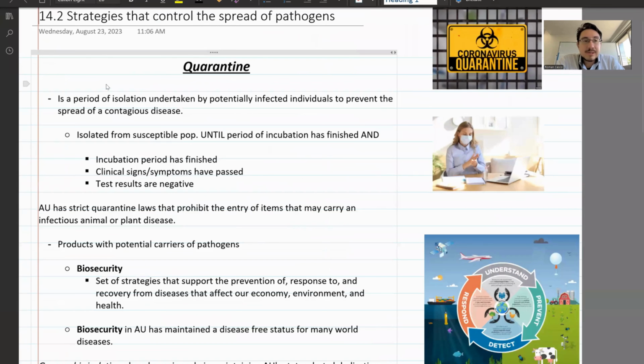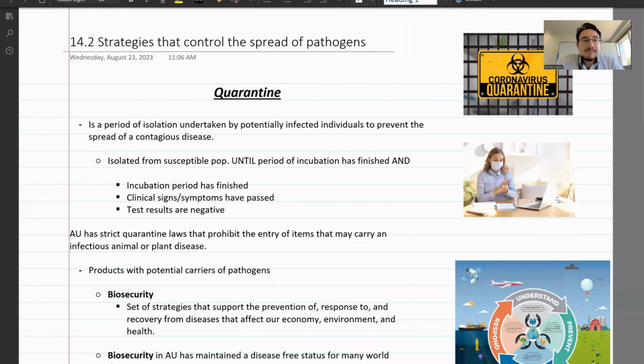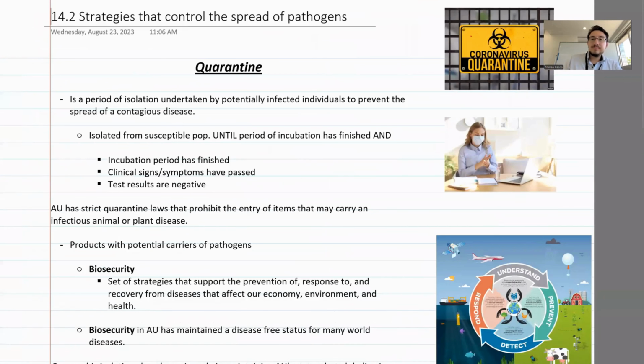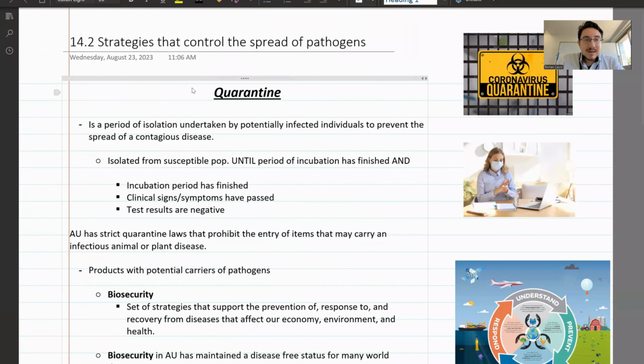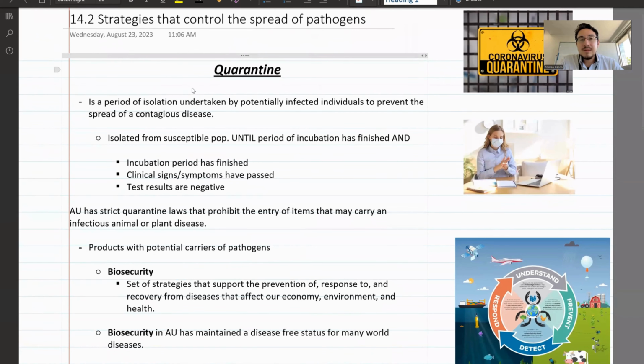All right, so let's get into section 14.2. Where's my video? Here. Okay, so I guess I have to leave it like this. Strategies that control the spread of pathogens. So the first one that we've talked about before, in terms of invasive species and in terms of infecting individuals, is quarantining.